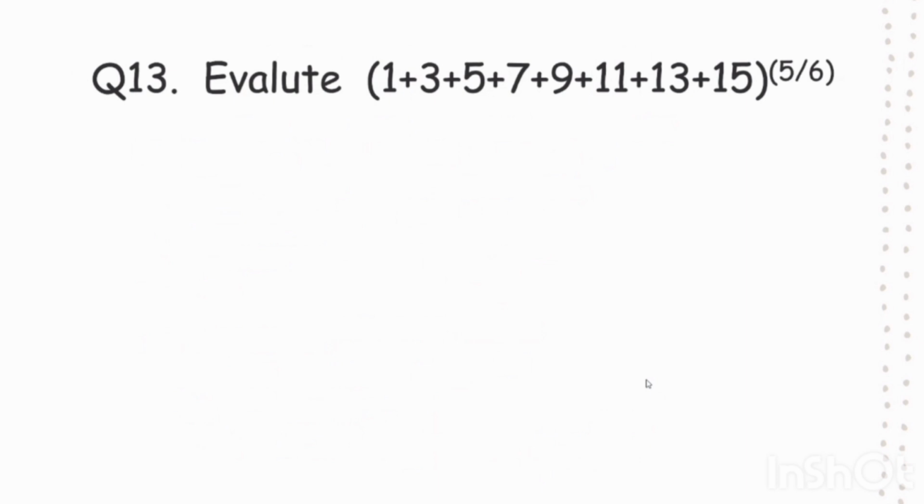Now we have to evaluate this expression. Here we have already learned that a square number is the sum of consecutive odd numbers, and the number of odd numbers added is the number whose square it is. Here how many odd numbers are added, 1 2 3 4 5 6 7 8. So this is 8 squared. This total expression is 8 squared, and the whole is raised to the power 5 by 6. Now 8 squared equals 64.